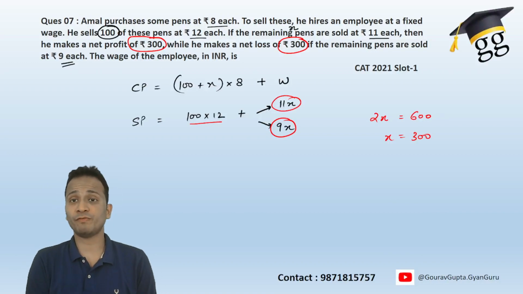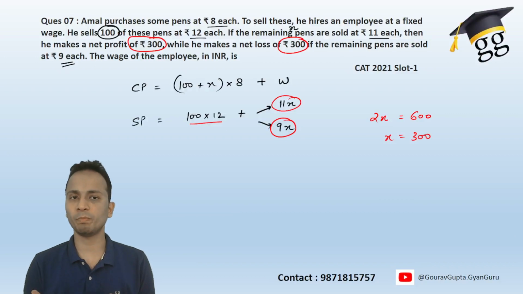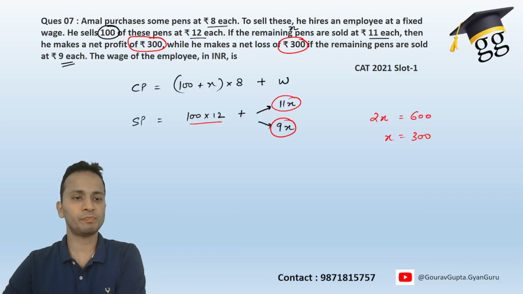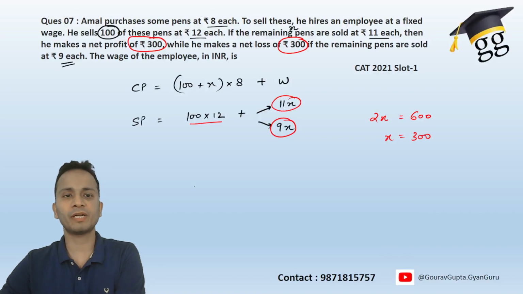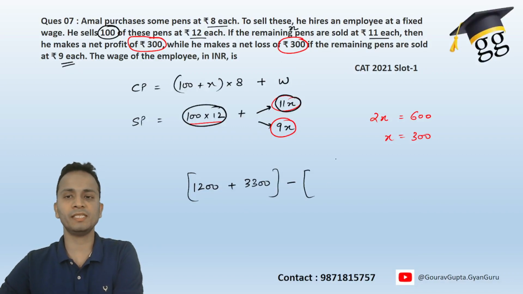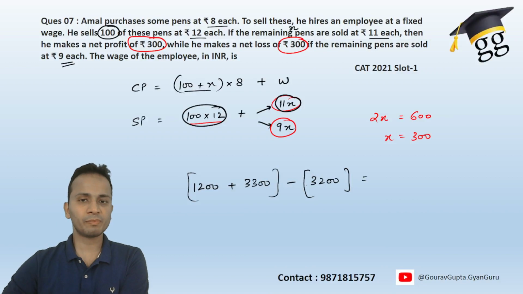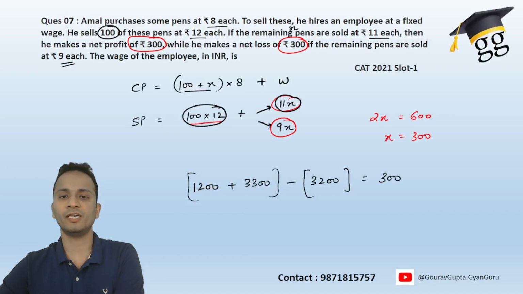Done. So we'll have to find out the wage of the employee. So x का तो value समझ में आ गया, right? Okay. अब किसी भी एक equation को pick कर लो. So selling price. Let's pick up the first scenario. So selling price will be 1200 this part plus 11 into 300. That is 3300. This is the selling price minus the cost price. Cost price is 100 plus x, which is 400 multiplied by 8. That is 3200. Okay. So selling price minus cost price, we are having a profit of 300.